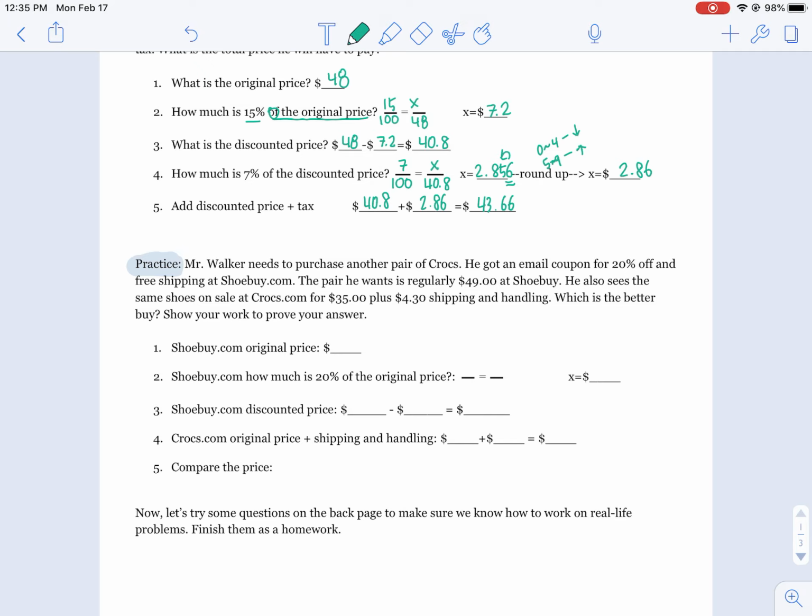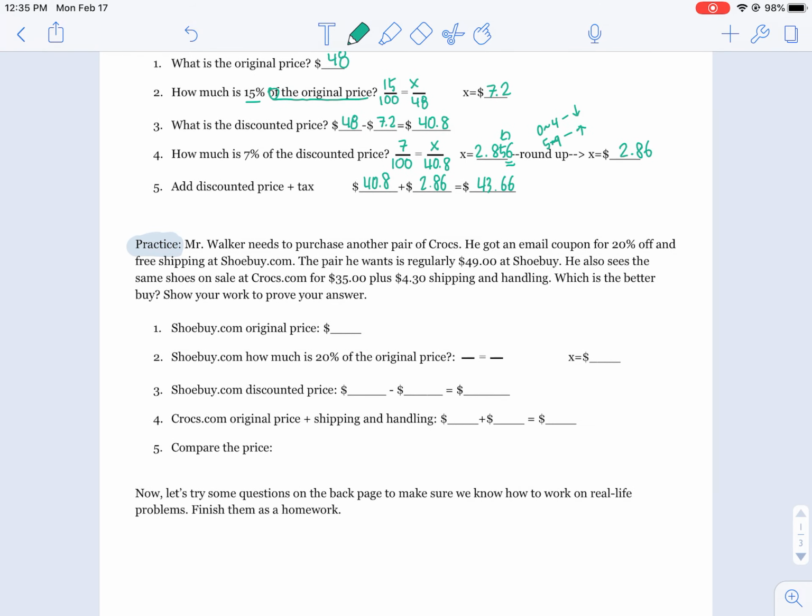Okay, now that you have worked on this question, I am going to still go over them with you, so I can make sure that you have all this information. So let's go ahead. Mr. Walker needs to purchase another pair of Crocs. He got an email coupon for 20% off and free shipping at shoebuy.com. The pair he wants is normally $49 at Shoebuy. He also sees the same shoes on sale at crocs.com for $35 plus $4.30 shipping and handling fee. So they usually charge you for a little bit more, which is a better buy. Show your work to prove your answer.